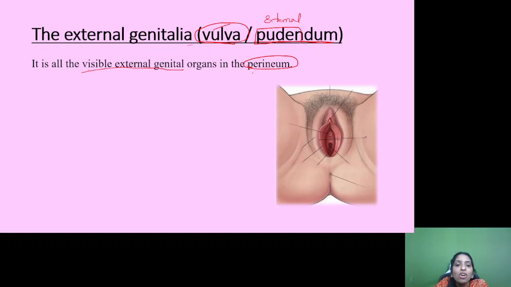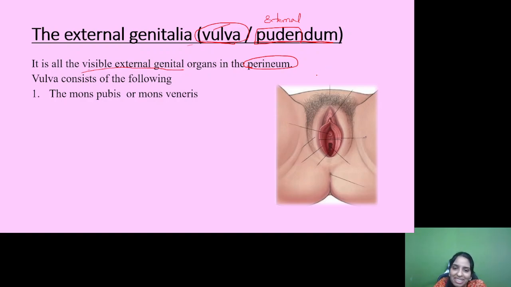Next, what we'll see first: vulva consists of, see, so many don't know the difference between the external and internal organs. Now in this video we are going to discuss external organs only. First is the mons pubis. See this, this is the mons pubis, this organ, the mons pubis or mons veneris.